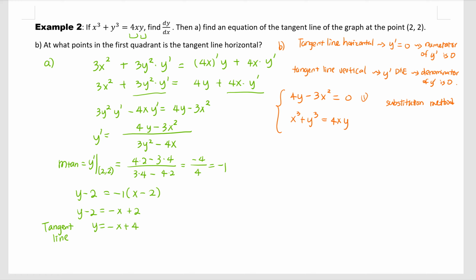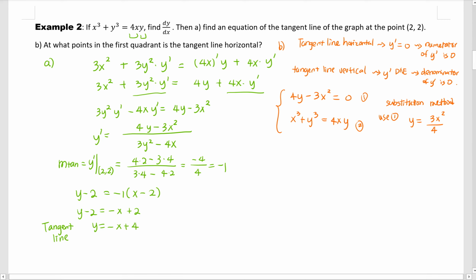So which one should we solve for? Use the first one, and we can solve for y. So y is, move the 3x squared to the right and divide by 4. See, we can solve for y, and then we can plug into the second equation.